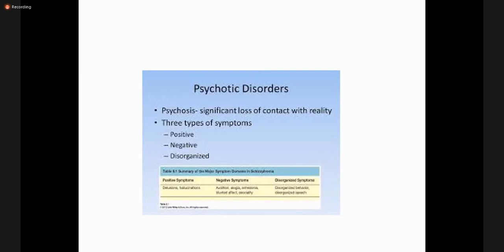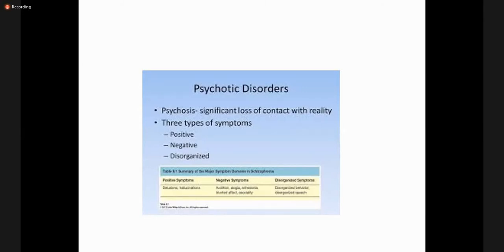And asociality. So basically, they become silent, aloof, they have social withdrawal, lack of initiative to do anything. So those are negative symptoms. So a normal person does not have all this. So you're taking out these symptoms from them.